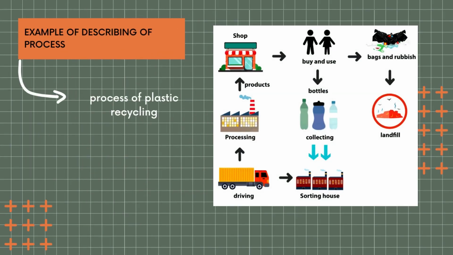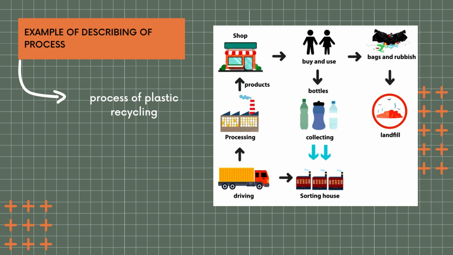In this slide, we can see the second example of describing a process. The given diagram illustrates the process of plastic recycling. Overall, there are essentially six stages in the plastic recycling process, beginning with the buying, using, and discarding of new plastic products, and ending with newly recycled products entering the market again.